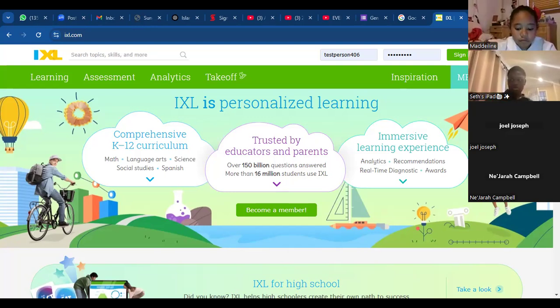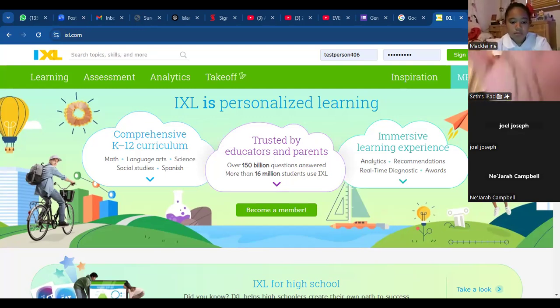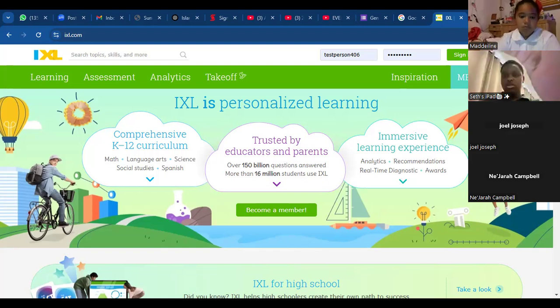Wyatt, what is your smart score? And Seth, what is your smart score? 72. 72. Kerrigan, what is your smart score? 100. 100. Take a screenshot of your grade and send it to me via WhatsApp. I need all y'all to do that. Once you get 100, take a screenshot of your grade and send it to me via WhatsApp.